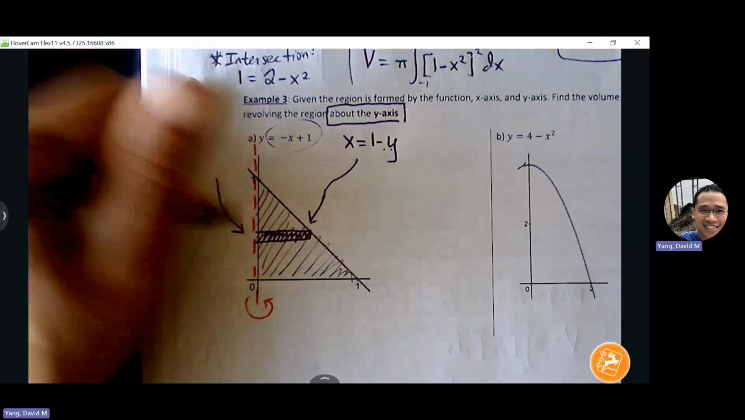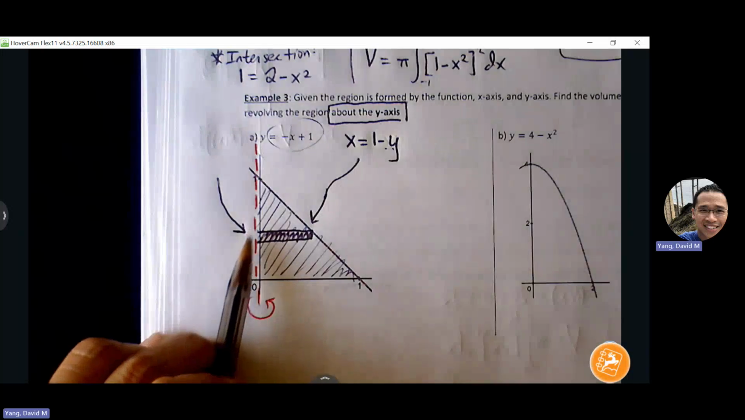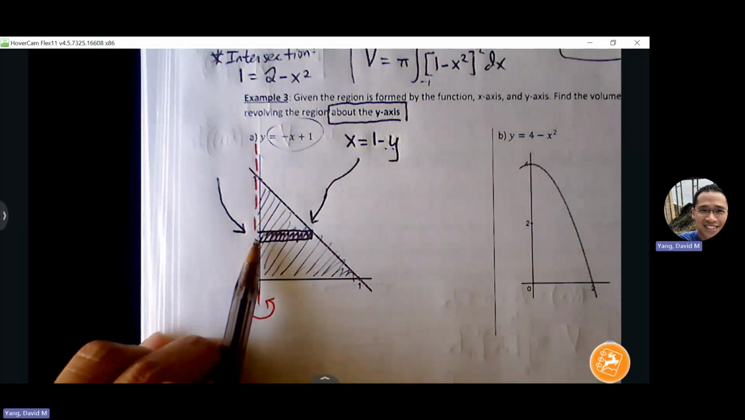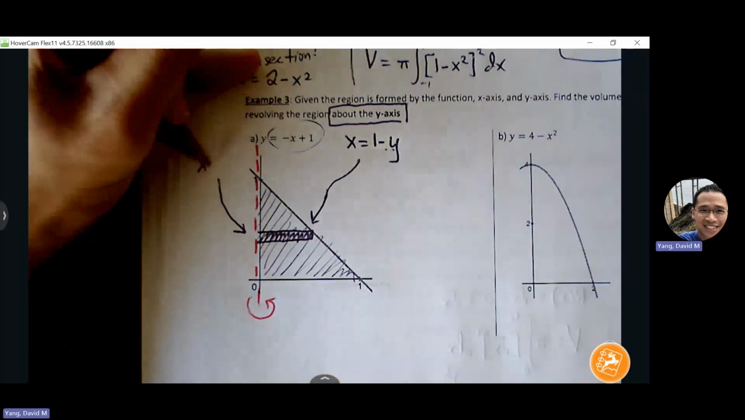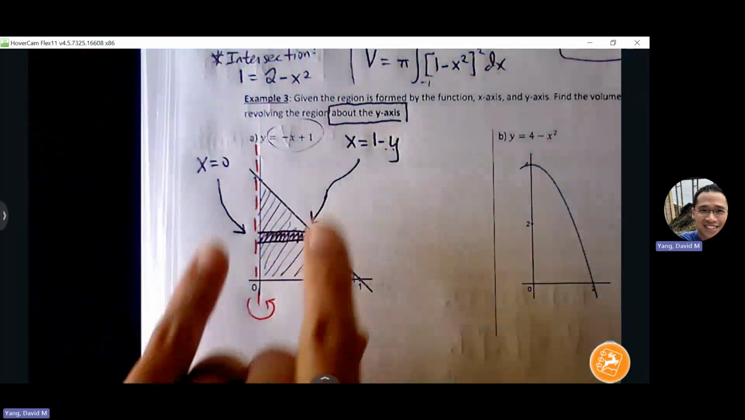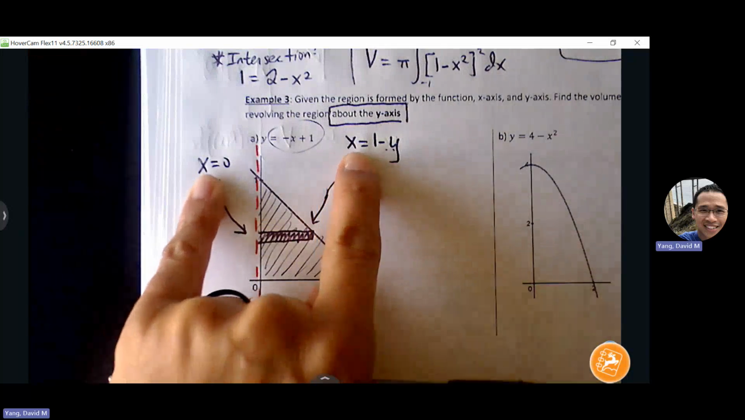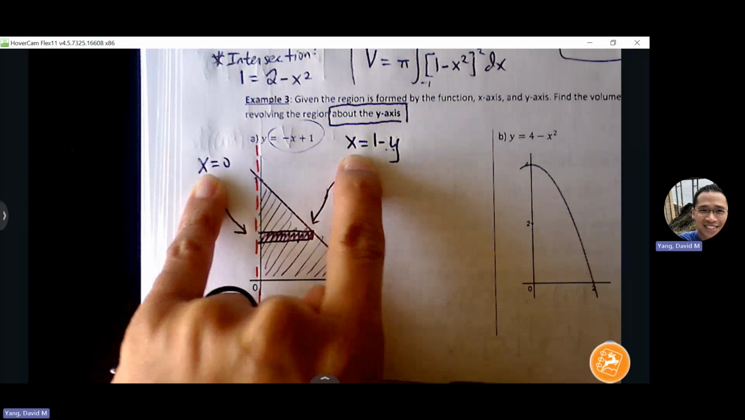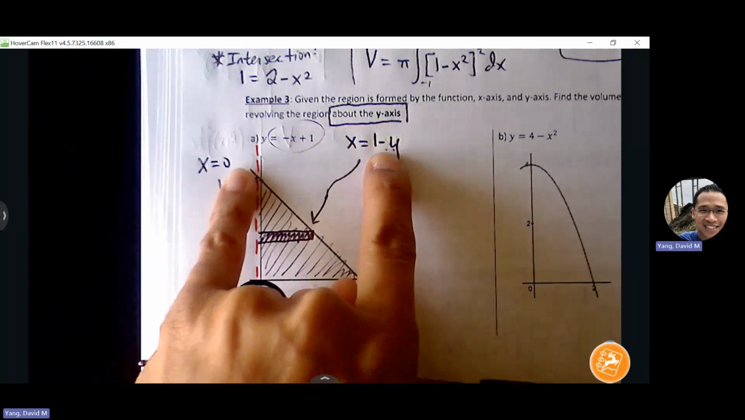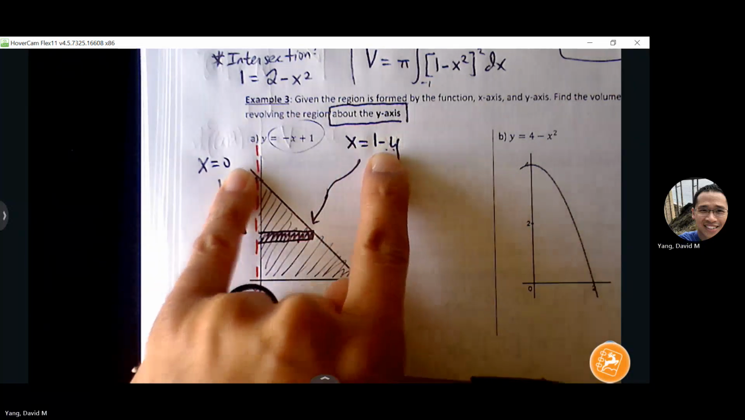And then the left endpoint of my radius is sitting on the y-axis. The y-axis, that's an equation of what? X equals 0. So you see, it's a good sign when you know that your equation is in that proper form of x equals. You know that whatever's on the right is ready for you to insert into the formula.